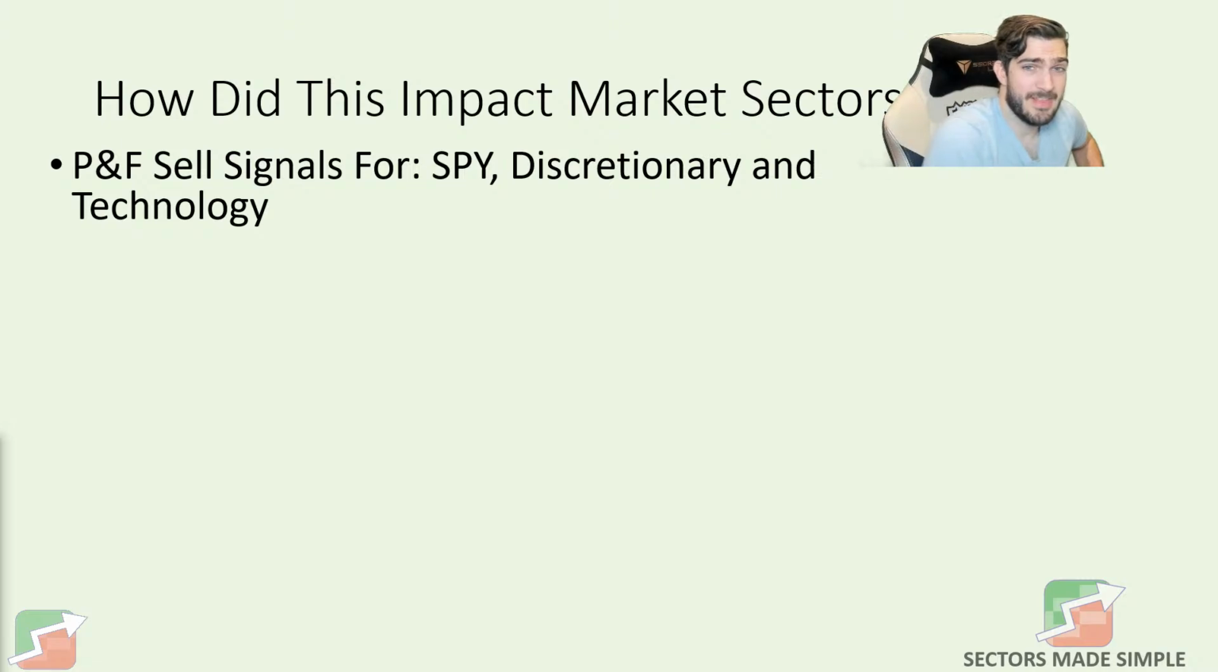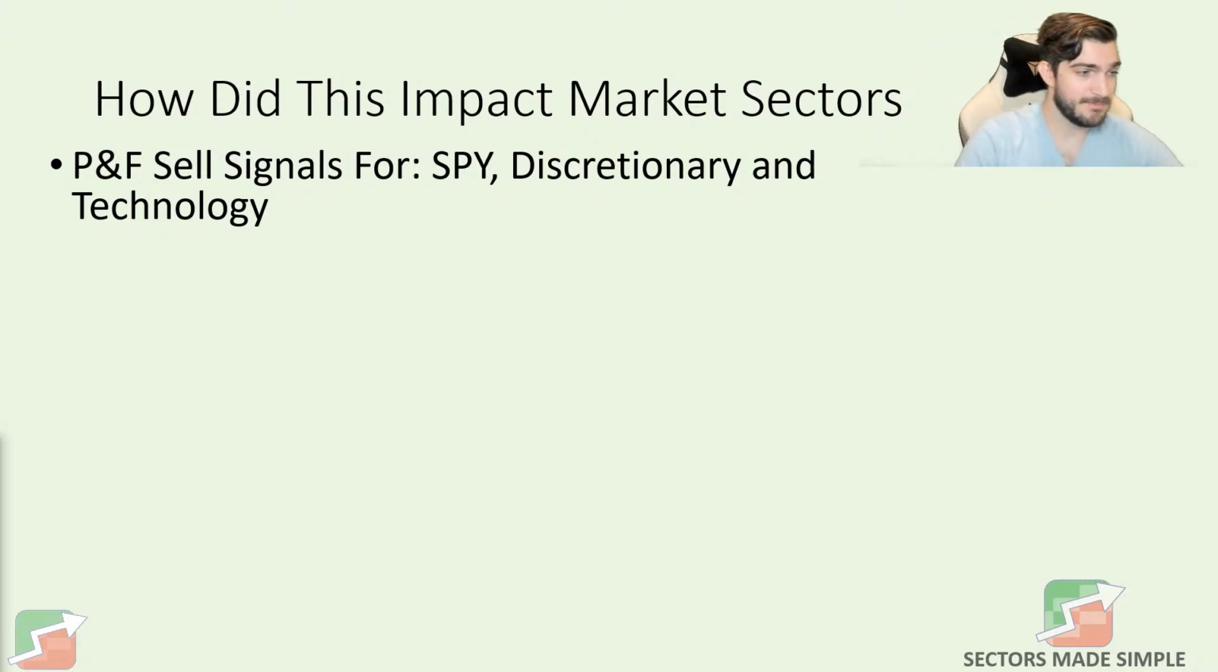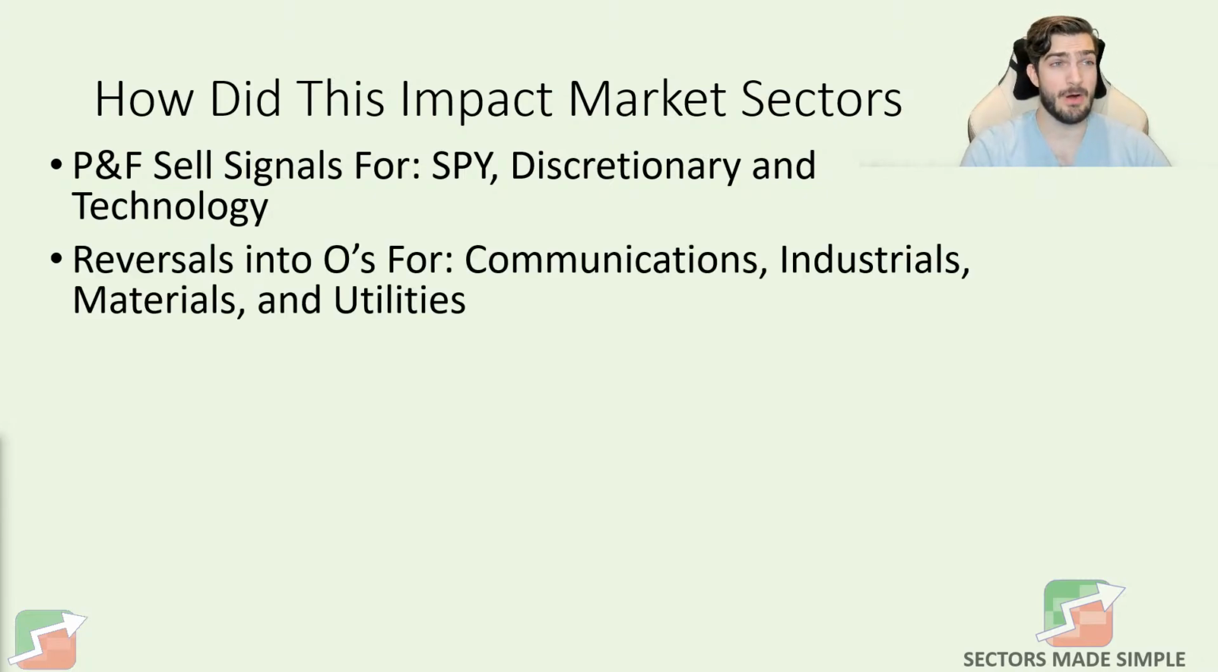So we saw that SPY went on a sell signal, discretionary, and technology. Additionally, while they aren't on a sell signal yet, we did see reversals into negative price direction columns of O's for 4 sectors as well: communications, industrials, materials, and utilities.